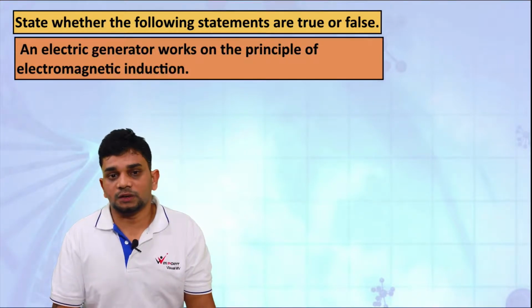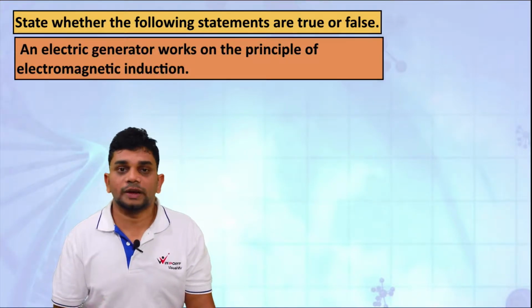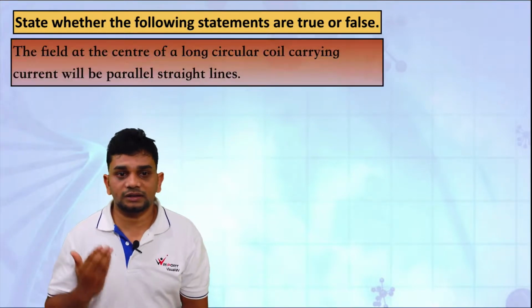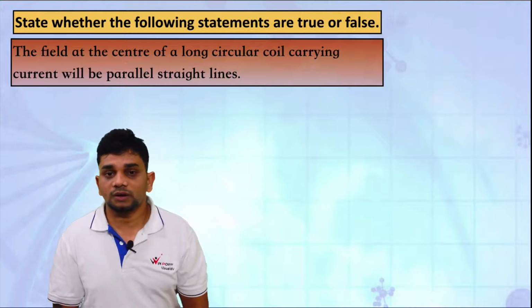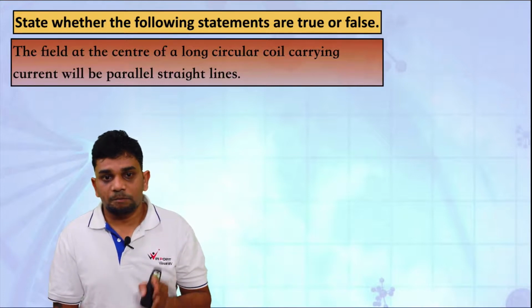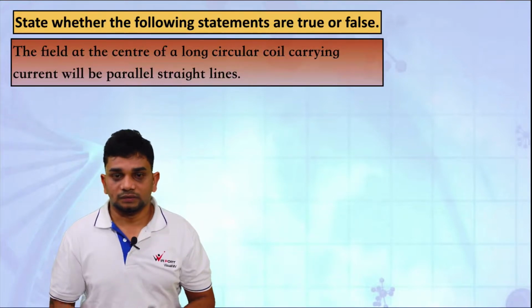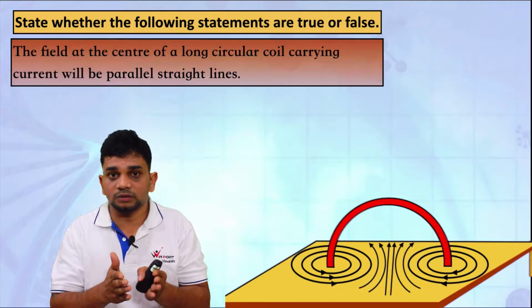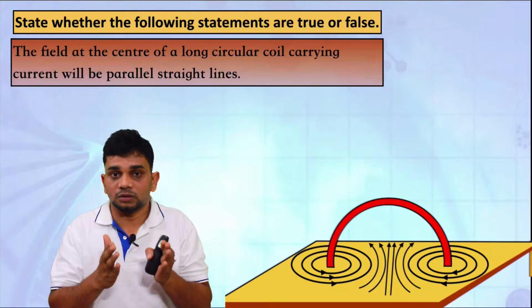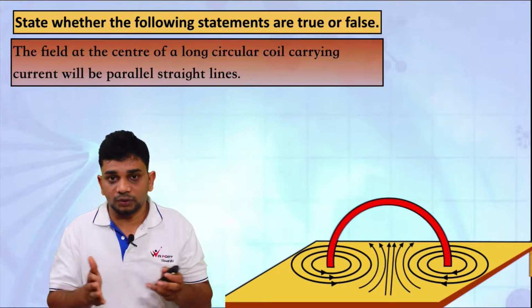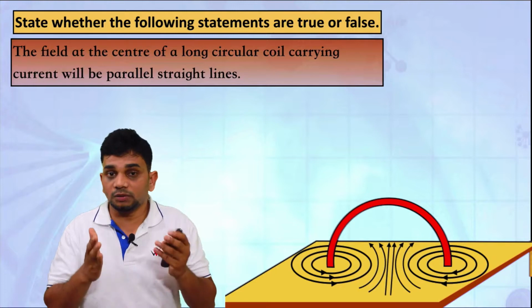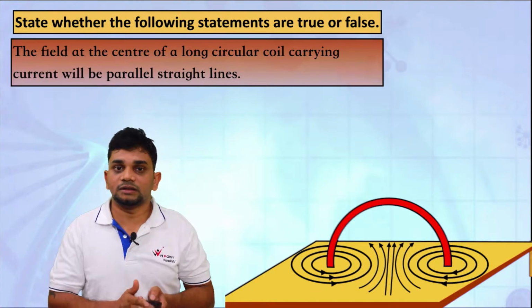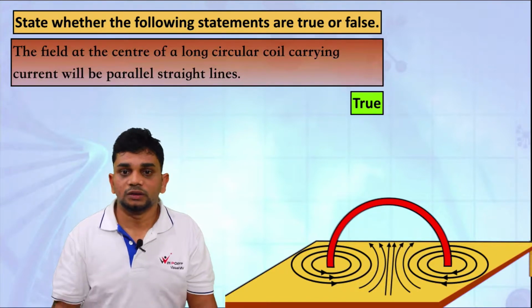An electric generator works on the principle of electromagnetic induction. True statement. It is a right statement. The field at the center of a long circular coil carrying current will be parallel straight lines. Yes, when we are considering a long circular coil, at the center it will look like a straight line because the concentric circles will be very big. It will be part of that circle, but a large circle. Because of that, we feel it's a straight line and these lines are parallel to each other. So it is a true statement.